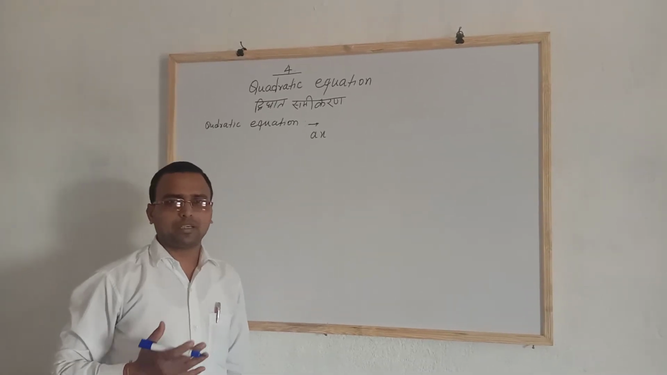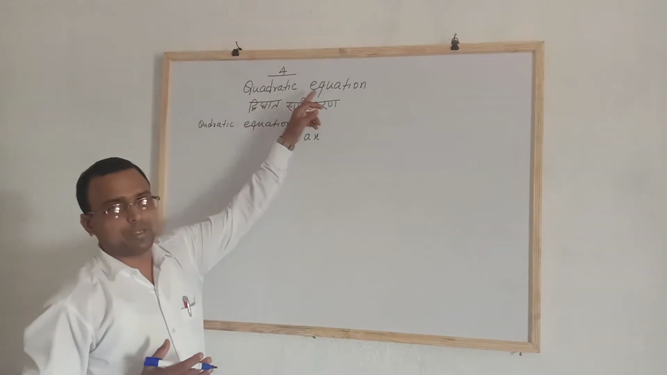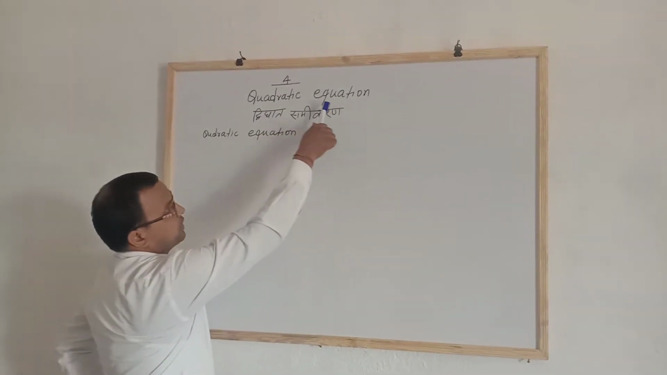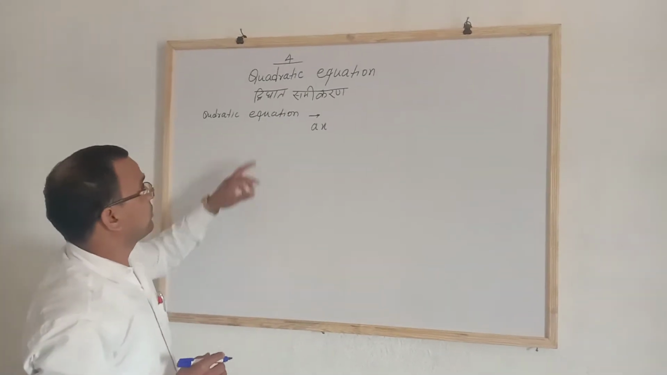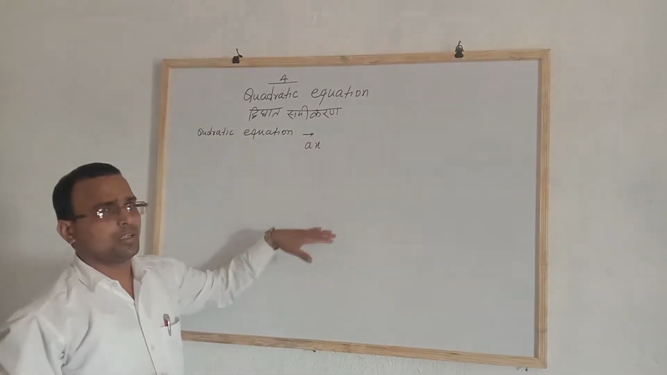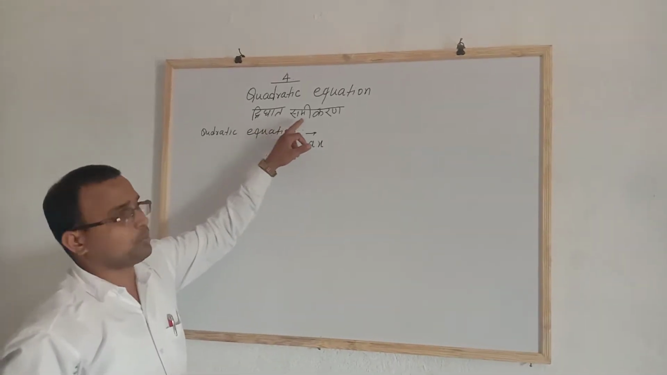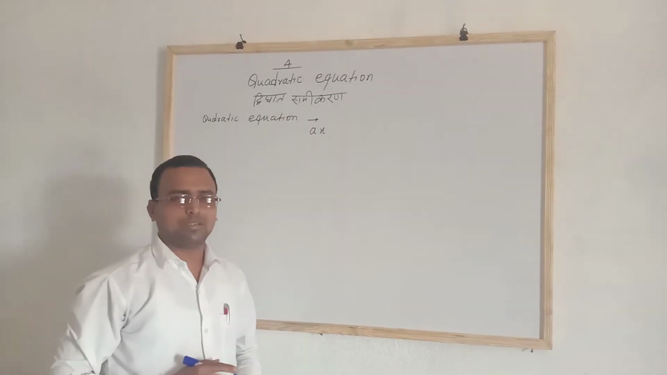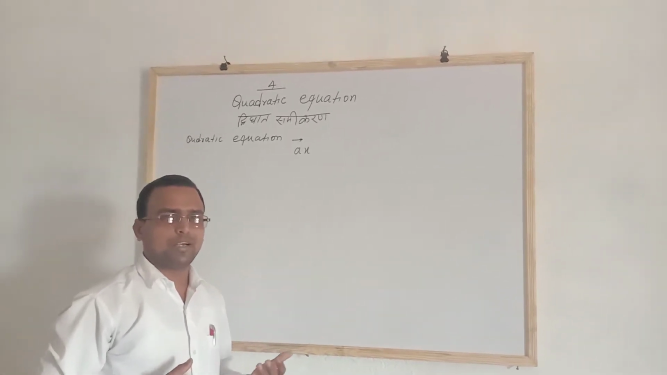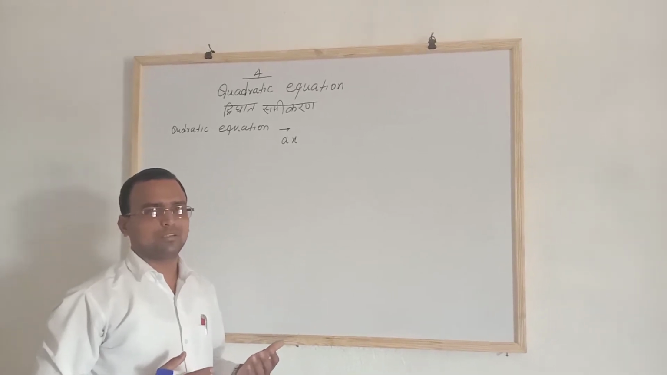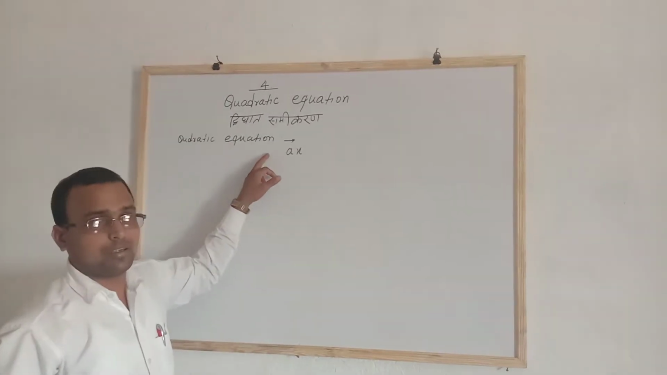Today in online classes we will study quadratic equation. This is chapter number 4, quadratic equation. In Hindi it is called द्विघात समीकरण. Before studying this chapter, we have to understand what is quadratic equation. First of all, we have to know what is quadratic equation.